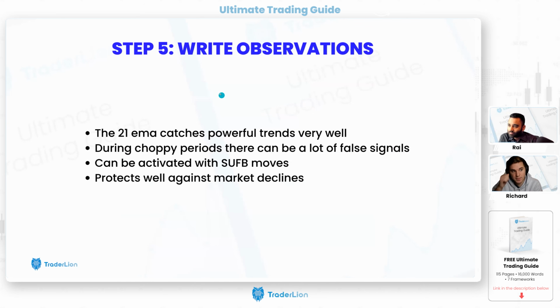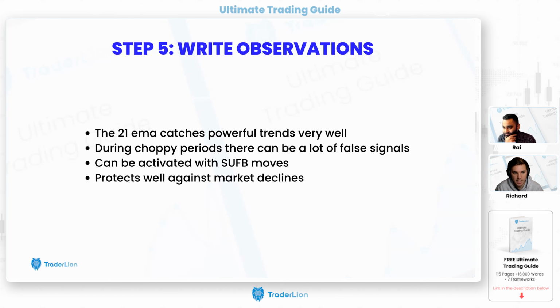So yeah, that brings us to step 5. After you've gone back, looked at history with whatever indicator it is, new highs, new lows, 21 EMA, whatever it is, write down your observations. And here are a few that I noted doing this exercise. The 21 EMA captures powerful trends really well. It keeps you in those momentum moves. But during choppy periods, there can be a lot of false signals.